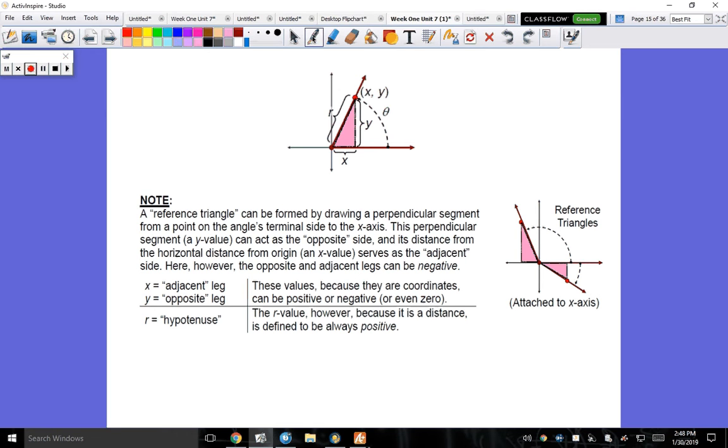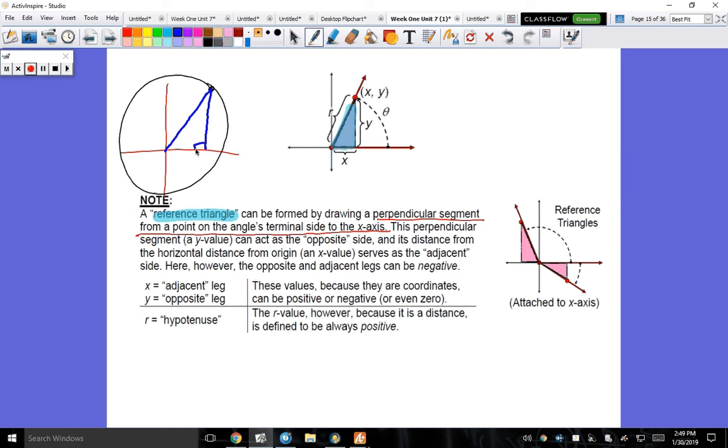What we're going to see now is how are we going to use this in the problems that are coming. A reference triangle is what we just built on the last slide. And we built it by doing a perpendicular segment from a point to the angle's terminal side to the x-axis. All that fancy words of just saying, guys, when you get a point here on the circle, you build the triangle by going straight to the center and straight to the nearest x-axis and create your triangle. Done. Okay? And then put the angle right here. Are you with me?